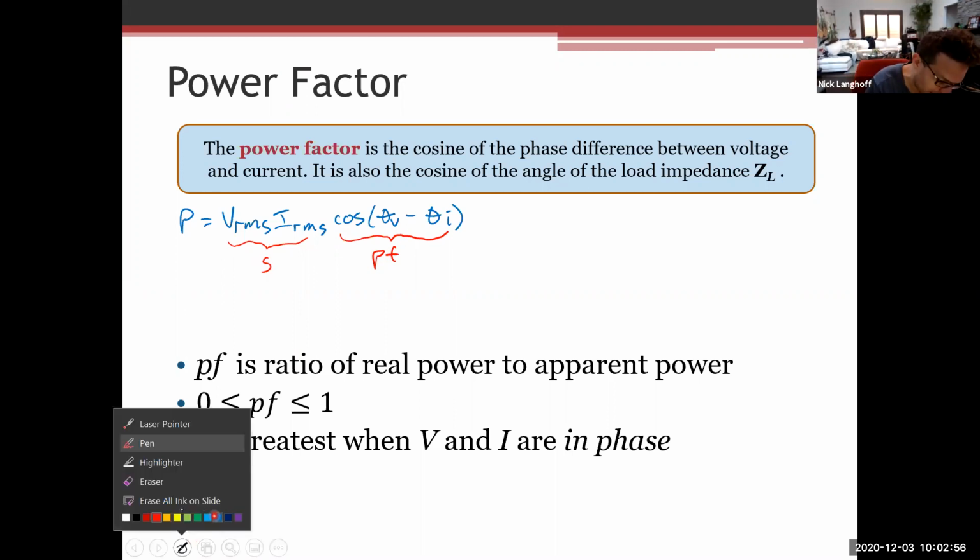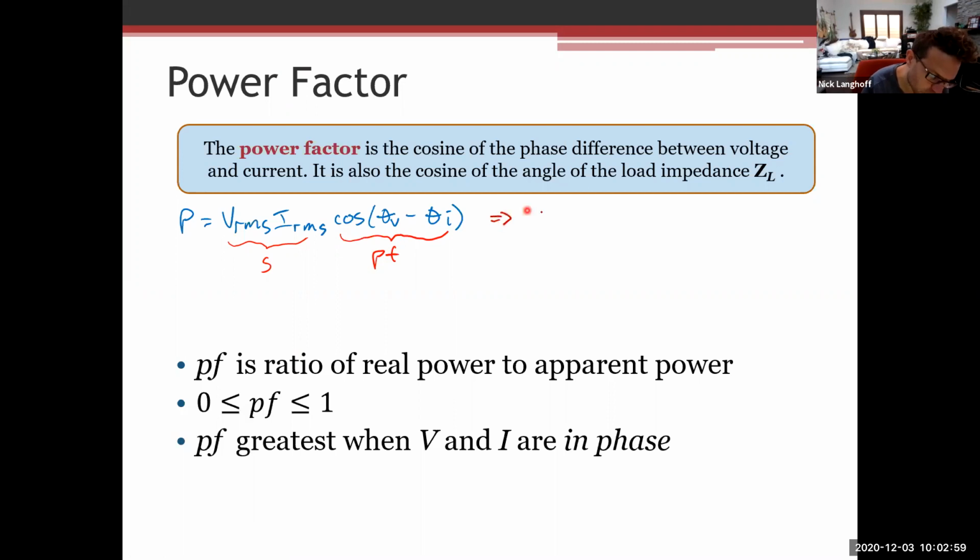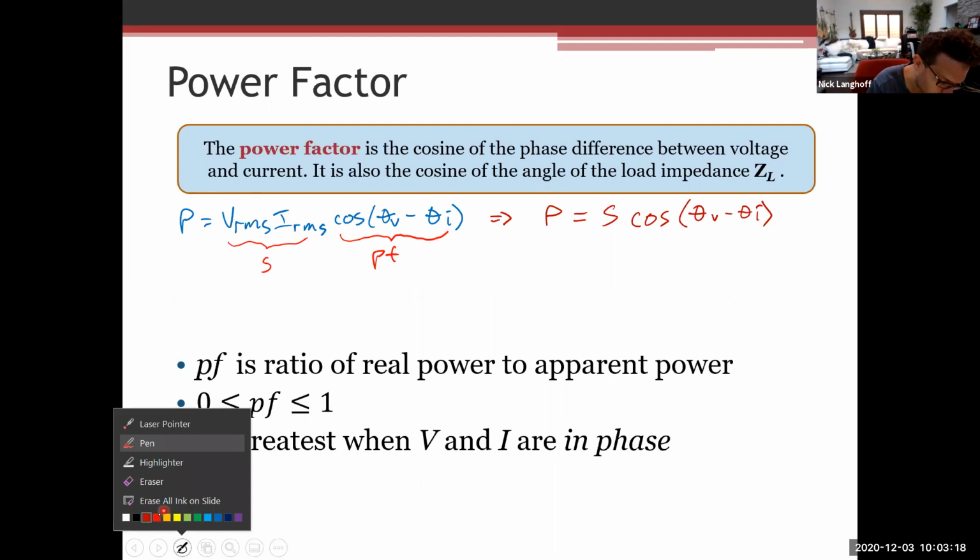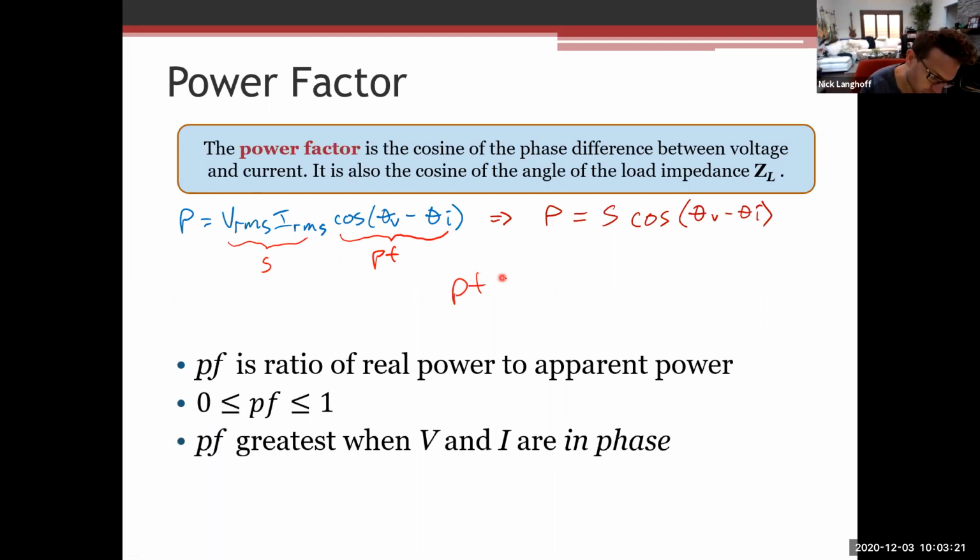So we could write the real power in terms of the apparent power. The real power P is equal to the apparent power S times the cosine of the phase difference between the voltage and current waveforms. And we can then rewrite this and show that the power factor, another way to write it, is the ratio of the real power to the apparent power, which is also equal to just the cosine of theta V minus theta I. All right.